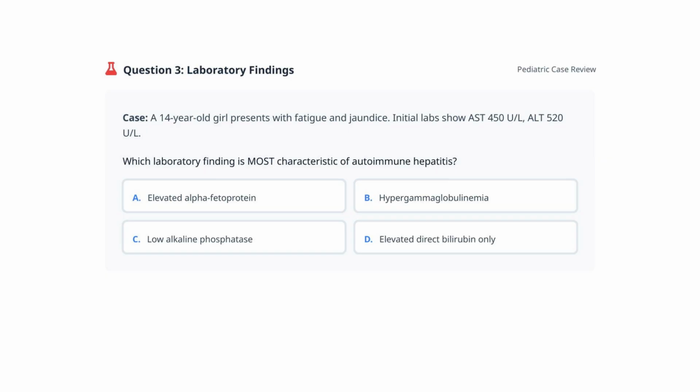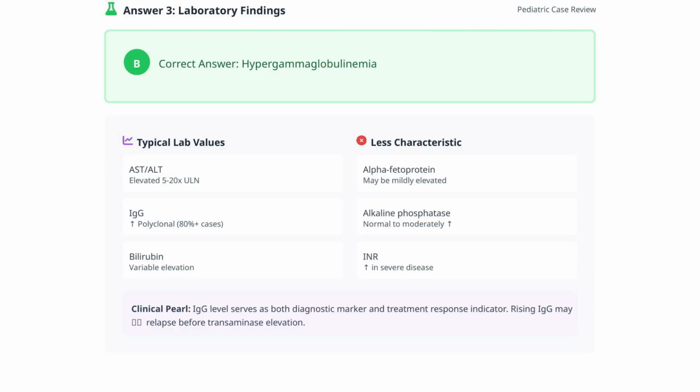Here's our next case. A 14-year-old girl presents with fatigue and jaundice. Initial labs show AST 450 units per liter, ALT 520 units per liter. Which laboratory finding is most characteristic of autoimmune hepatitis? A. Elevated alpha-fetoprotein. B. Hypergammaglobulinemia. C. Low alkaline phosphatase. D. Elevated direct bilirubin only. The correct answer is B.